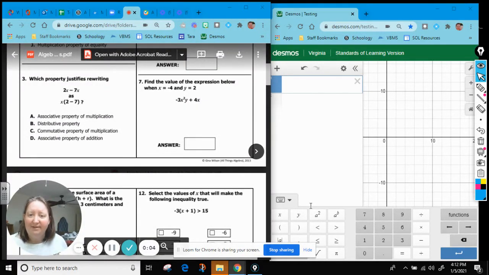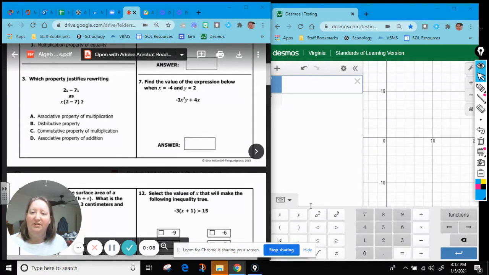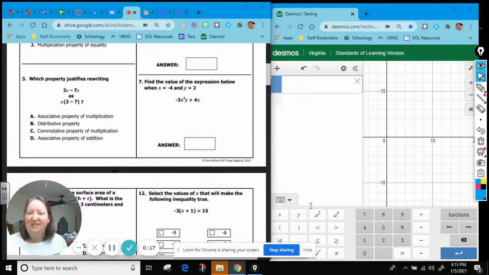Okay, using Desmos to check your answer when you have to substitute a value into an expression. So this is the problem we're looking at right here. Find the value of the expression below when x is equal to -4 and y is equal to 2. Especially when you have a negative number that you're substituting in, it's very easy to make a mistake with that negative. So here's what we're going to do.